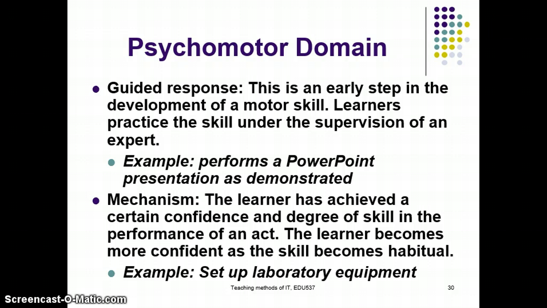Mechanism. The learner has achieved a certain confidence and degree of skill in the performance of an act. The learner becomes more confident as the skill becomes habitual. Example, setting up laboratory equipment. I think this came up on the midterm, and I think I guessed it, but I got it right. So once you learn to do something and you're confident to do it, that's mechanism.